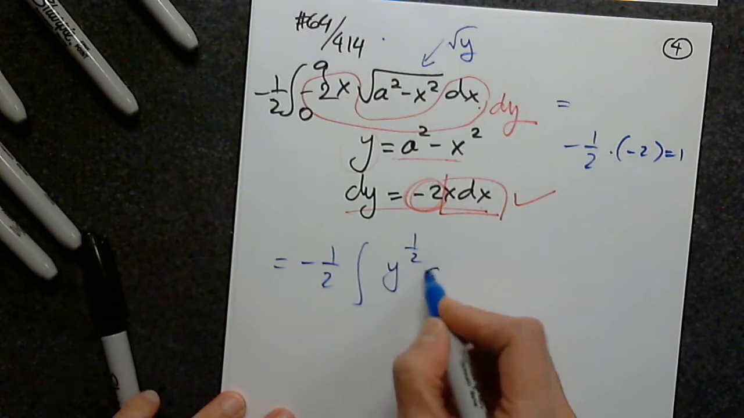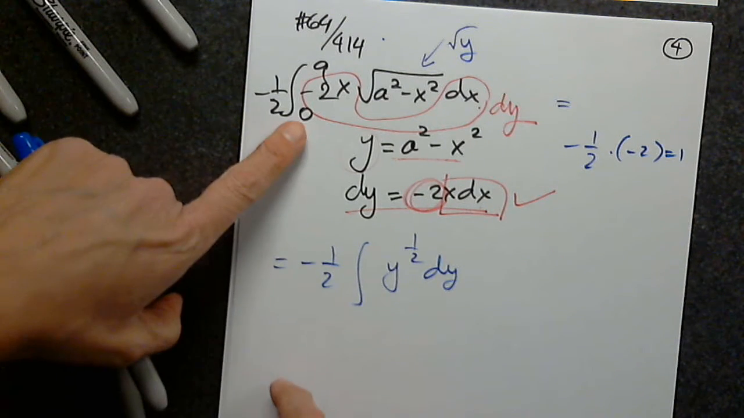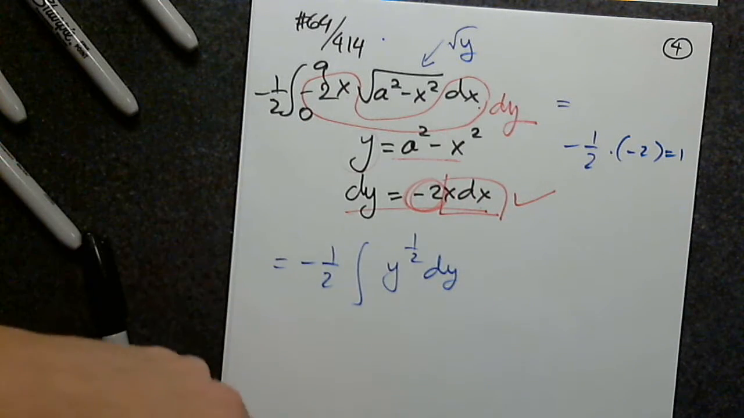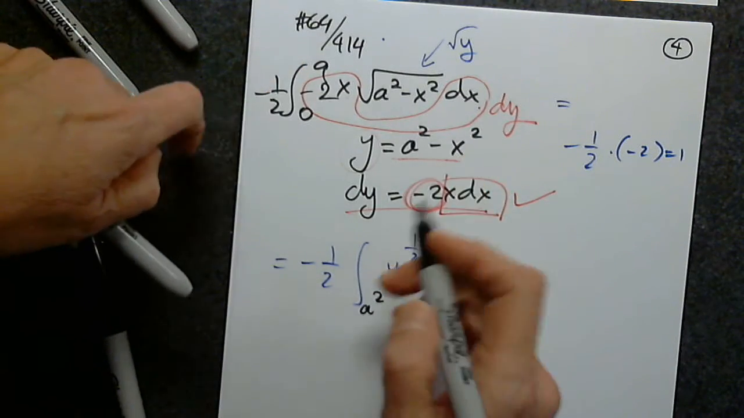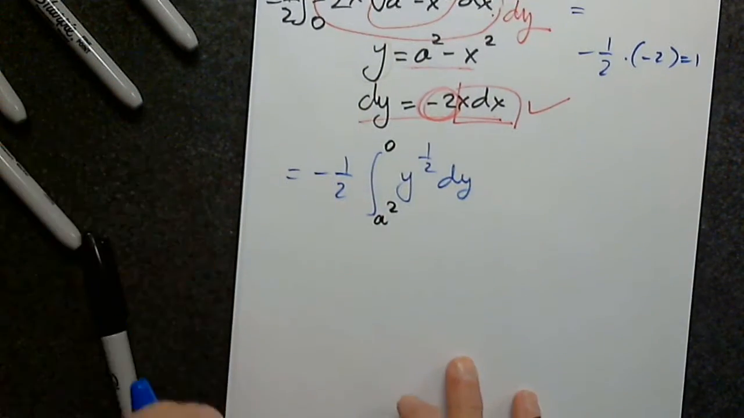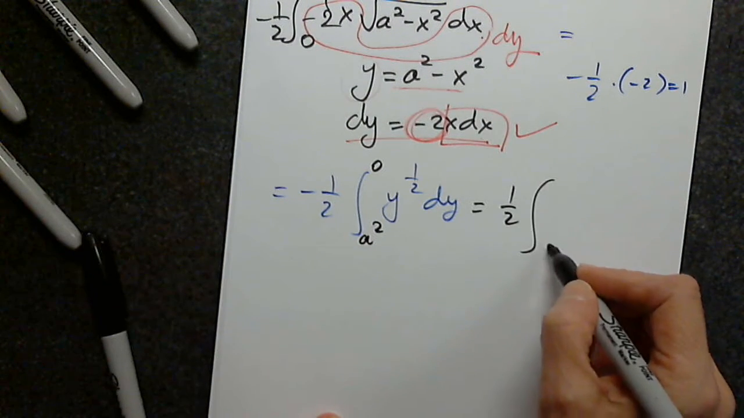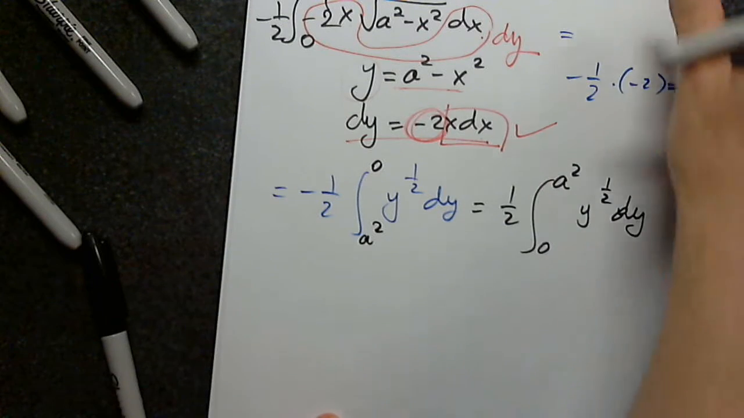So y to 1/2, from x to y. Not so fast though, because I can't copy the limits of integration. Not allowed. So when x is 0, the bottom is a squared, bless you. And this is 0. What I would like to do here is write 1/2 the integral from 0 to a squared of y to 1/2 dy.